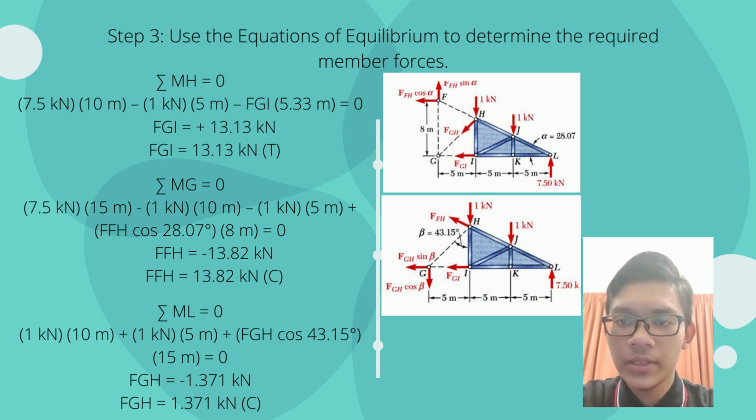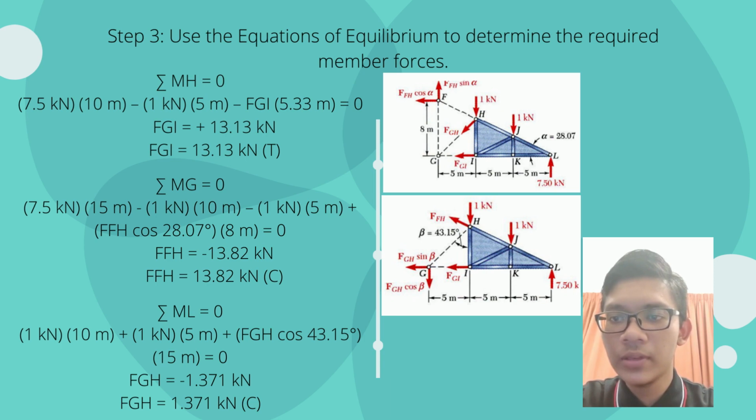For FH, we have to use moment at G equal to 0, equal to 7.5 kilonewton times 15 meter minus 1 kilonewton times 10 meter minus 1 kilonewton times 5 meters plus FH cos 28.07 degrees times 8 meter. We get member FH equal to 13.82 kilonewton in compression.